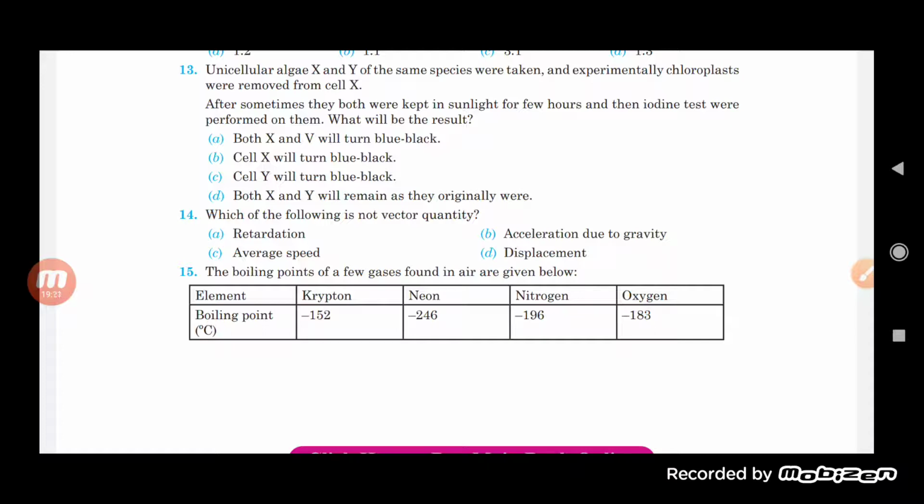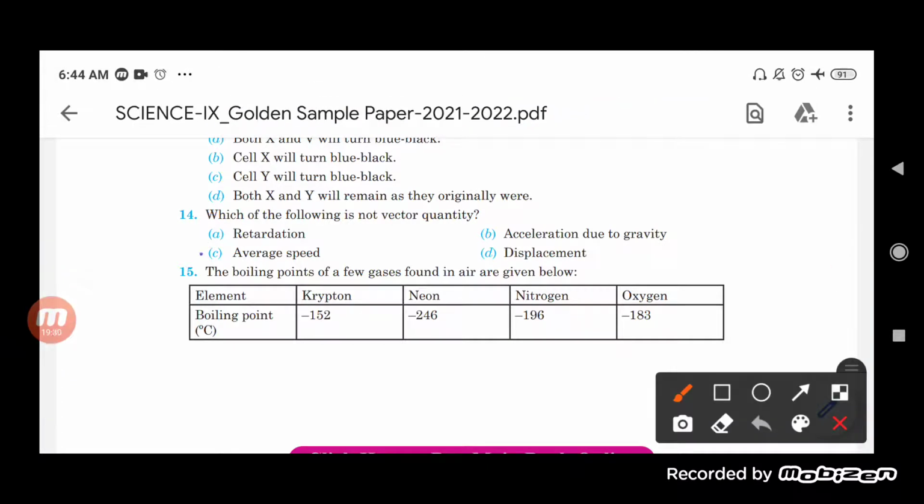Average speed is there, and then displacement. You know that displacement depends upon the direction, so it is a vector quantity. Average speed is not a vector quantity. So according to that, C will be the correct option, that is average speed.